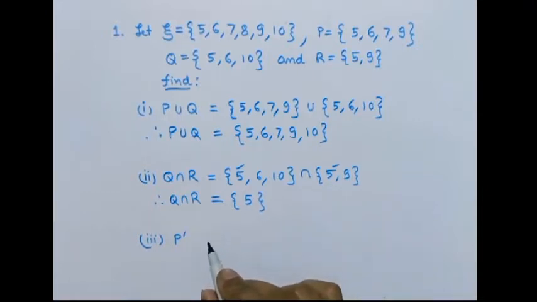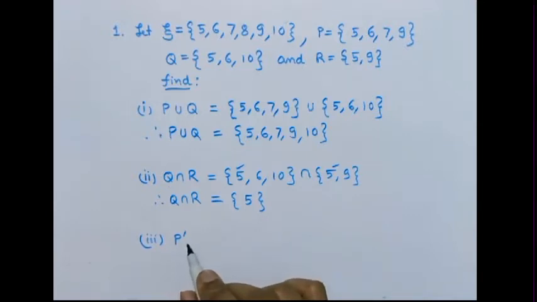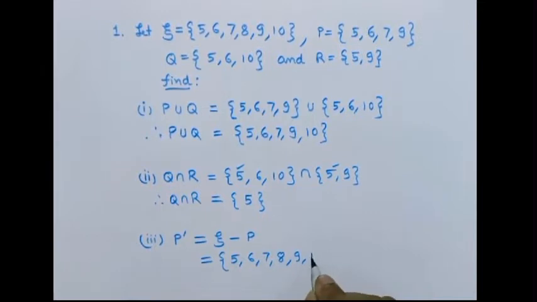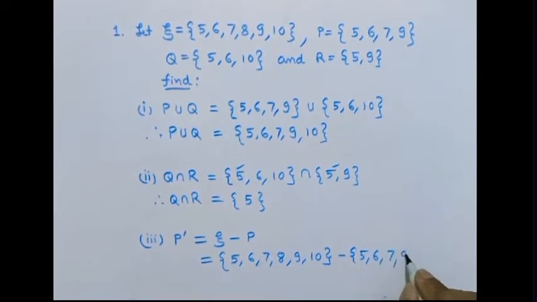Next, P complement. Now what is P complement? Mathematically we know this expression is the universal set minus the set, that is P. So what is the universal set here? Let's write down the elements. 5, 6, 7, 8, 9 and 10 minus the elements of P, that is 5, 6, 7, 9.